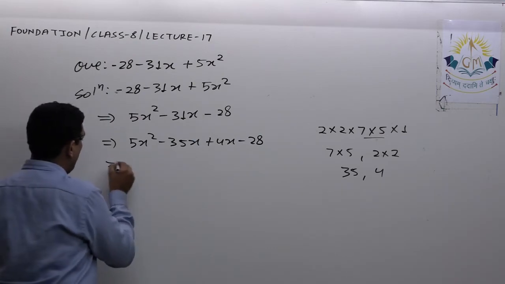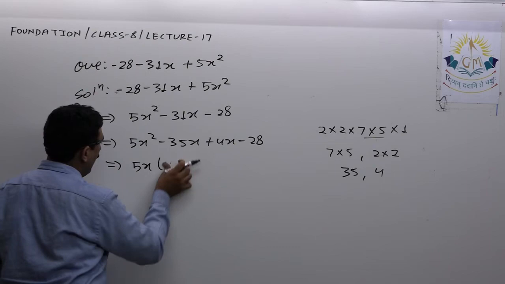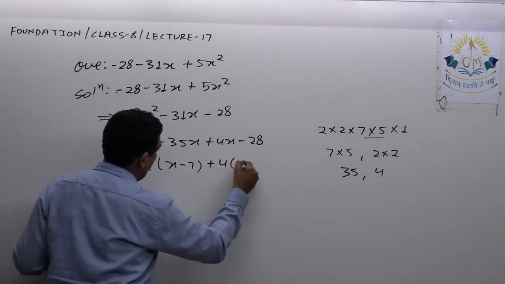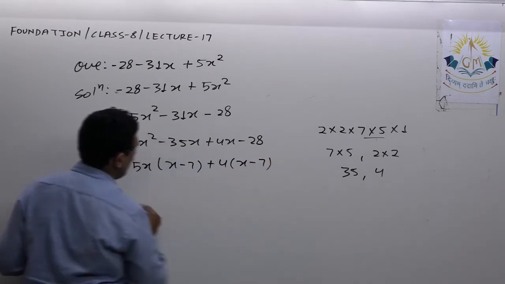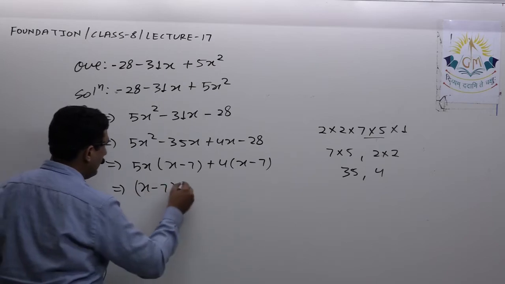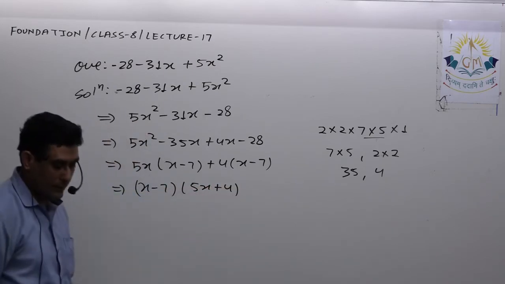Okay, so from these two I can take 5x common, so I will be left with x minus 7. From these two I can take 4 common, so I will be left with x minus 7. Now x minus 7 I can take common, so here I will be left with 5x plus 4. So these are the factors.